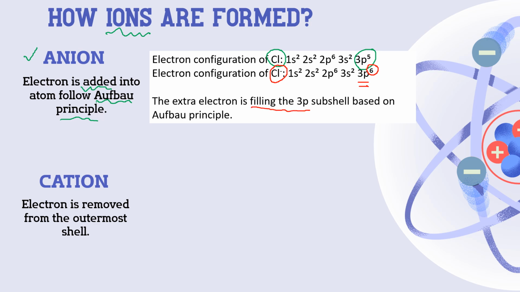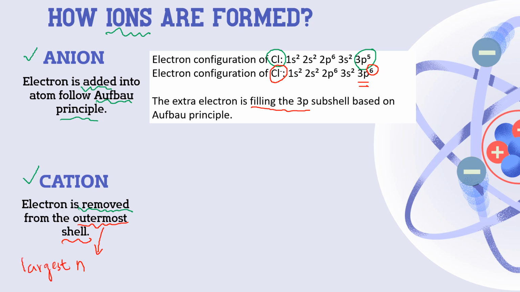Next we look at the cation. As we understand, a cation is formed when an electron in the atom is removed. When we remove electrons, make sure you remove them from the outermost shell, which means the one with the largest principal quantum number.